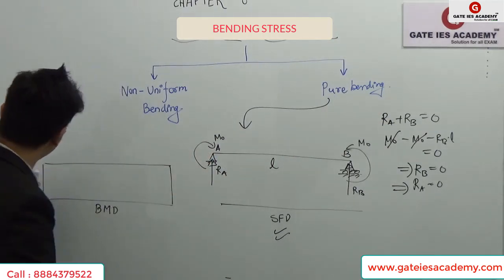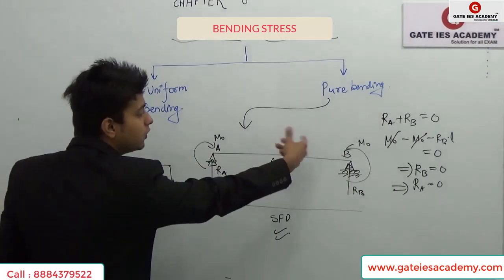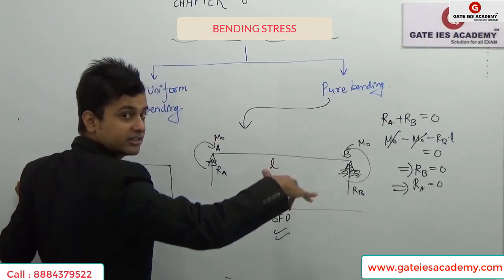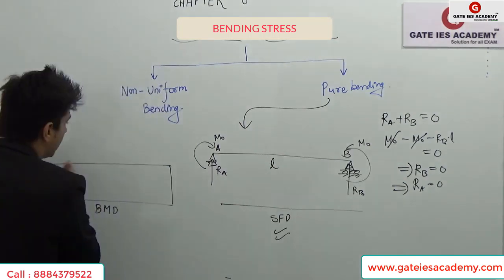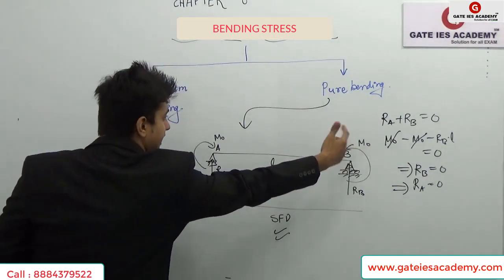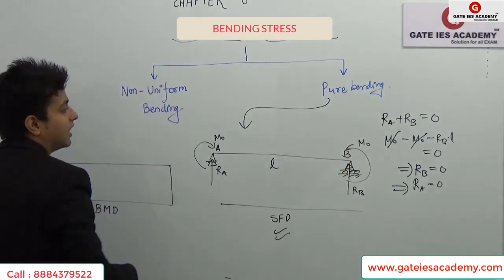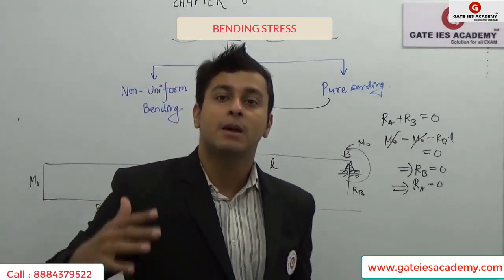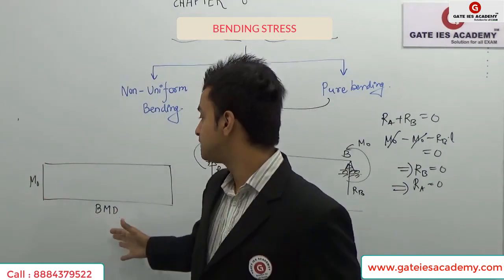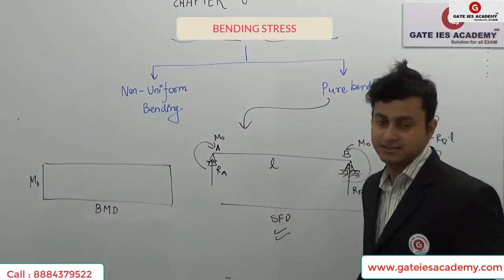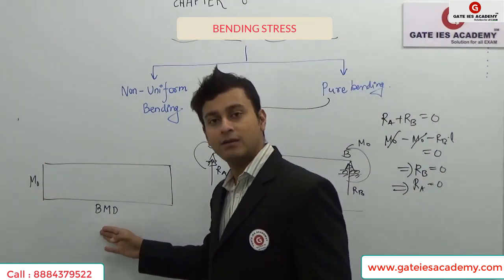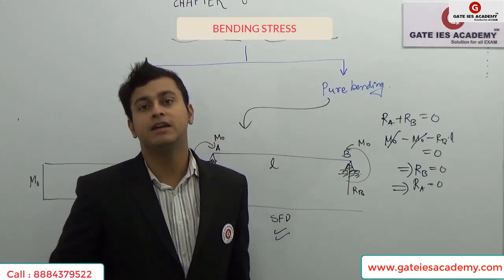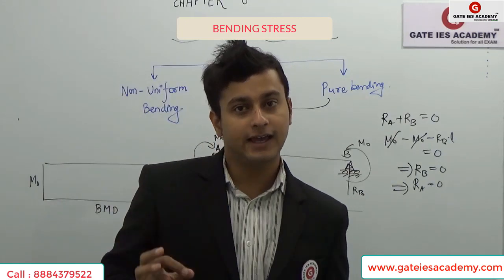First of all, here we will be getting M0. There is no support reaction which will change or divert this bending moment, so it will be constant throughout, and finally there will be an anti-clockwise moment, so we'll get this thing down. That is what we have in our bending moment diagram for the pure bending case. We can see that the bending moment diagram is constant and there is no shear force diagram, so this is called the pure bending case.